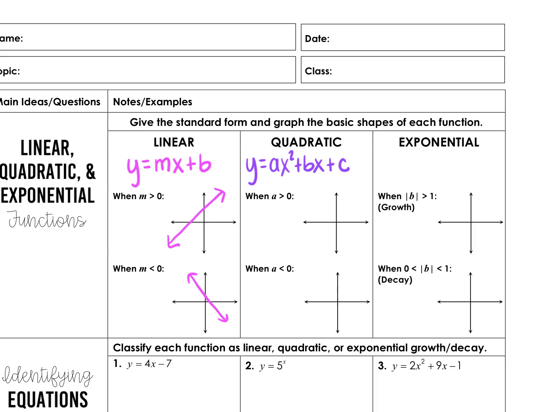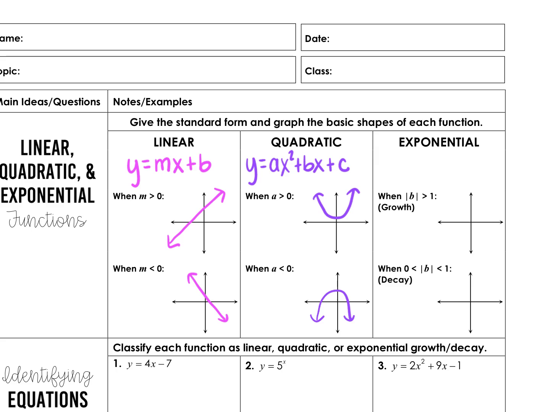So when a is more than 0, it opens up. It doesn't really matter where you draw it on the coordinate plane, it just needs to open up. And then when a is less than 0, it opens down. And then the final function type we're discussing here is exponential.